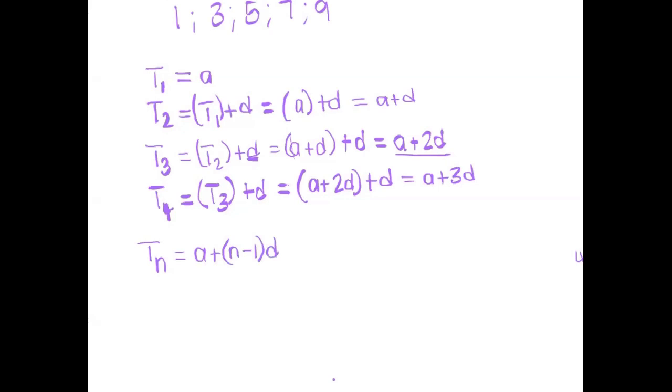So where is this n minus 1 coming from? If you look at this T1, there's nothing there because 1 minus 1 is 0. So you'd have 0 times D. And then T2, A plus D. So basically, that is the same as saying A plus (2 minus 1) times D. What's 2 minus 1? 2 minus 1 is 1. 1 times D will give you D, so you'll get this, right?